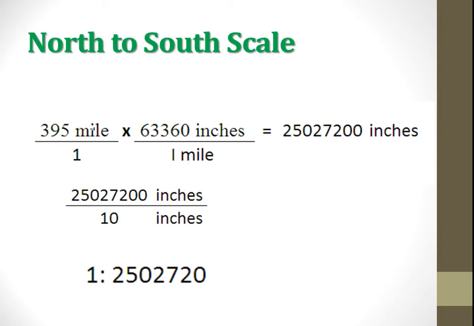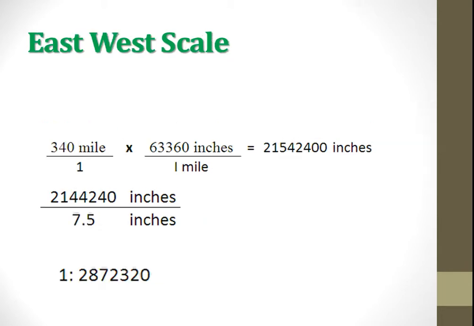So I'll do the north-south scale first. So I have my distance is 395 miles. There's this many miles in an inch, and so it's a total of this many inches, and then I need to fit this many inches on 10 inches of paper. So my ratio is 1 to 2,502,720. East to west, I convert my 340 miles to inches.